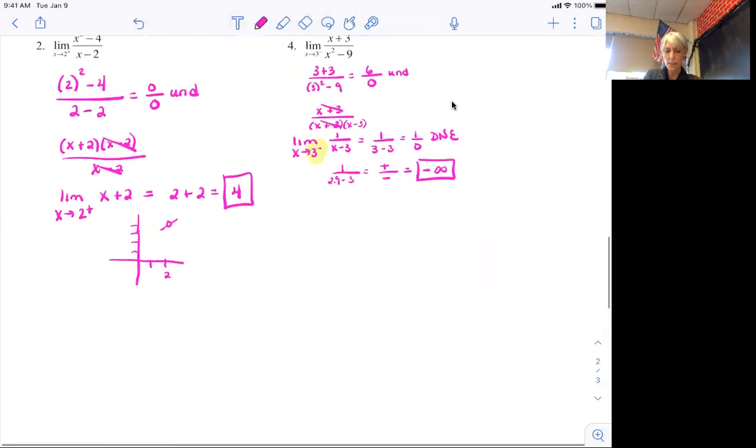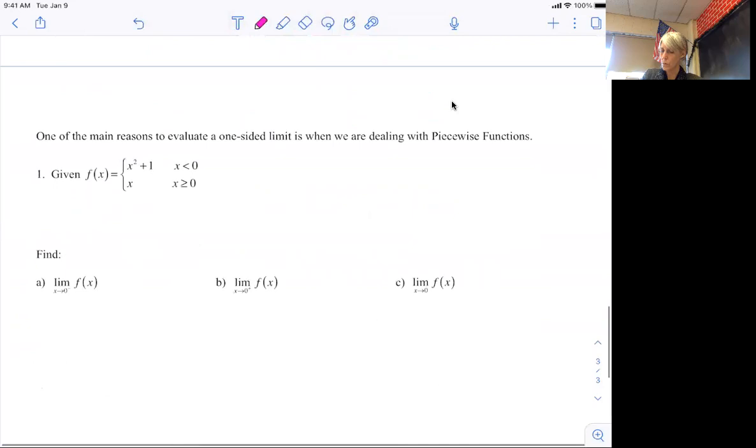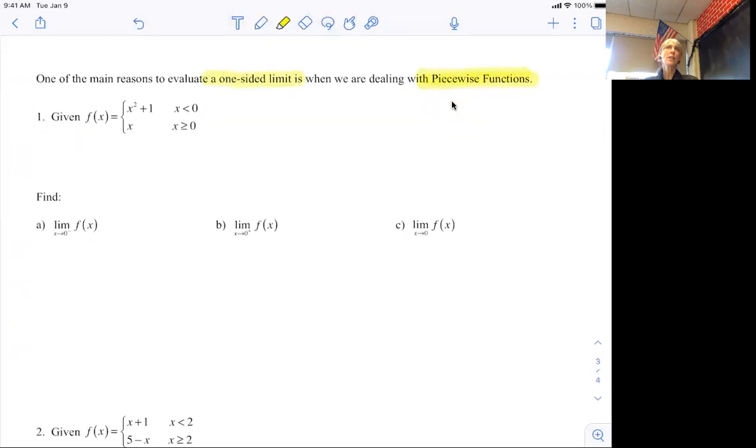Now, the real reason one-sided limits are so important in math is when we're dealing with piecewise functions. Because if you recall from our study of a piecewise function, it literally changes functions. So we have to see if the behavior is the same or different on either side of a value. We can do this without actually sketching the graph of the function. We can do this algebraically.